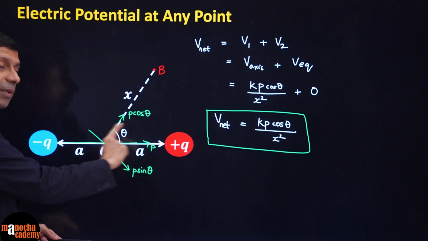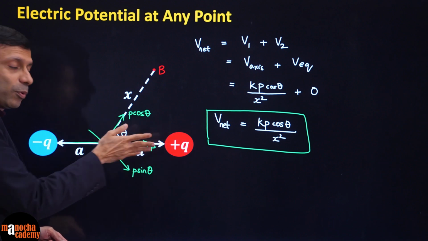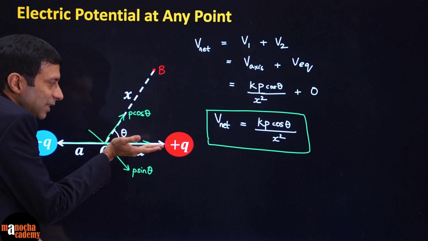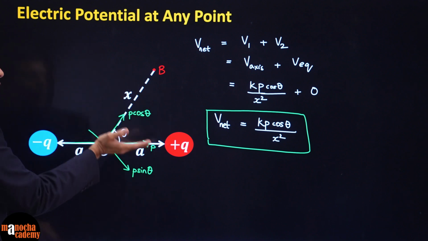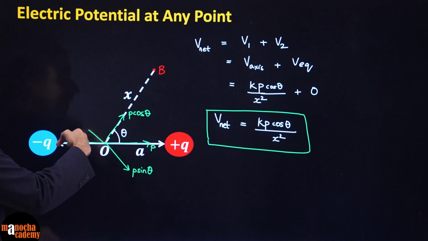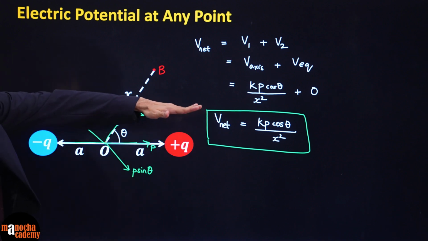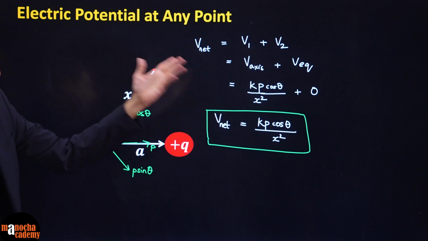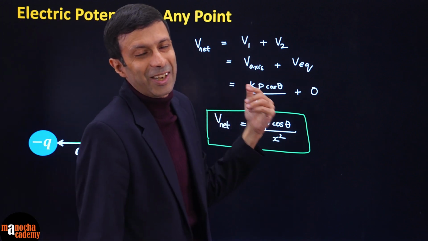Dipole moment is always from negative to positive, right? Remember, from negative to positive, and the angle made with this point B. So you always consider in this direction. Suppose your point B was here, then the theta would be a larger angle, an obtuse angle. You will not consider this angle. So always take it in the direction of the dipole moment and the angle made with the point P. And there you get the formula Kp cos theta by x square.